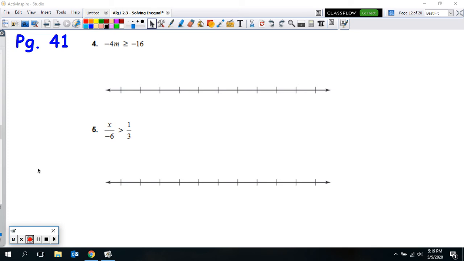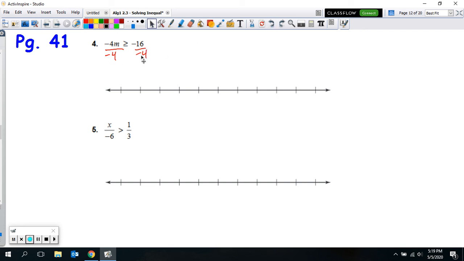Okay, so problems number 4 and 5, you can see here that we're going to probably be using that multiplying by a negative, flipping rule. So on number 4, we have to get rid of our -4. It's in front of the m. It's multiplying m, so we undo it by division. We're going to divide by -4. Negative over negative would make it positive, and the 4s would cancel, leaving us with a positive m. You always have to have your variable be positive in your answer. So we do that to both sides.